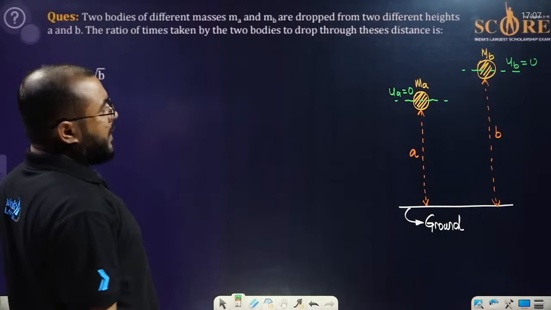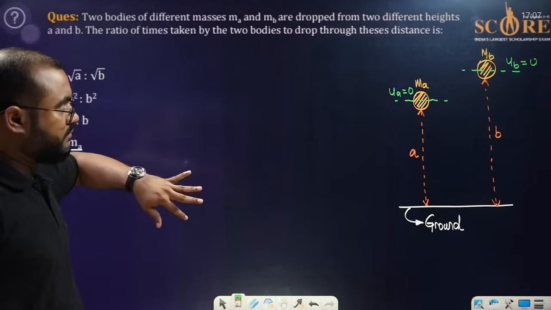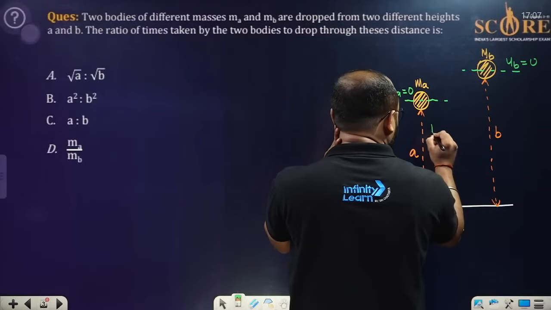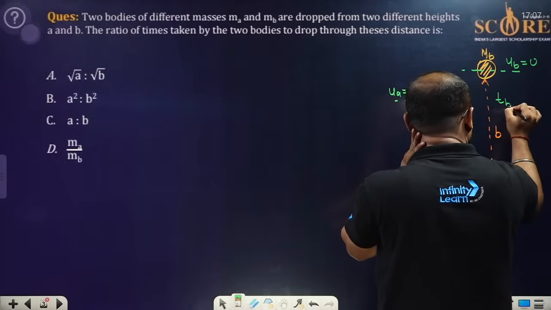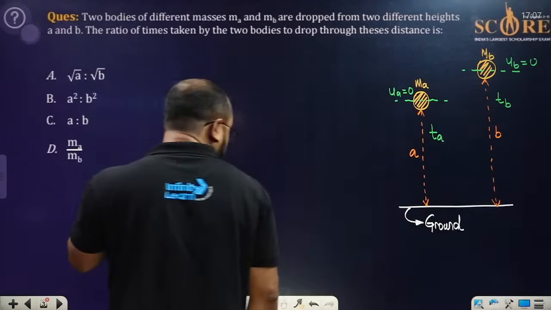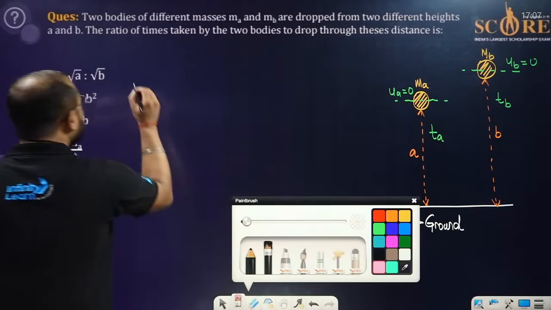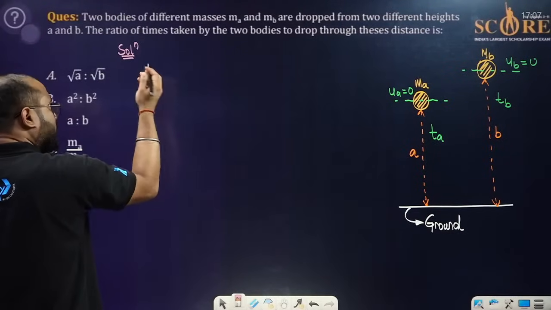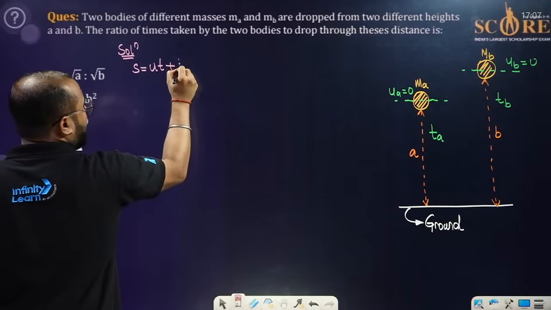Now what we have to find out is the ratio between their times taken. Let us say for body A it is TA, and for body B it is TB. We will use the second equation of motion. For your revision, the second equation of motion is S equals UT plus half.